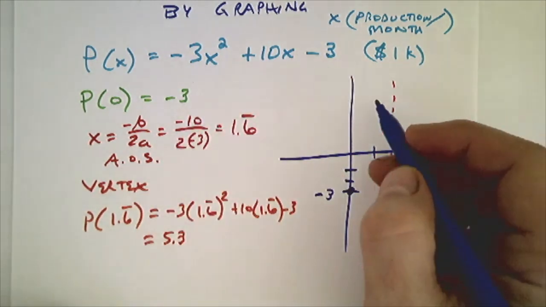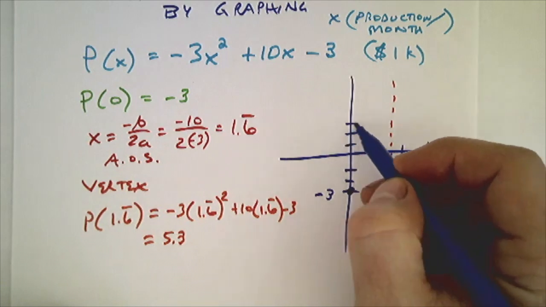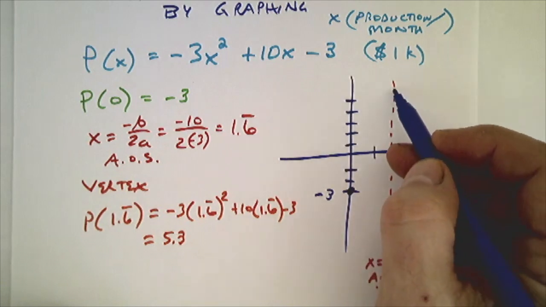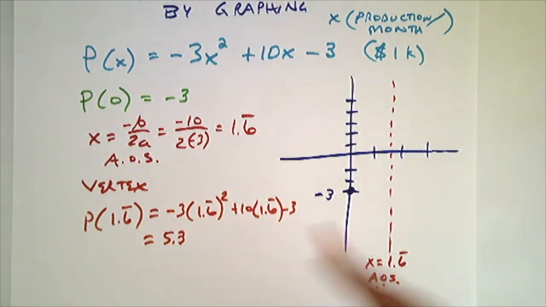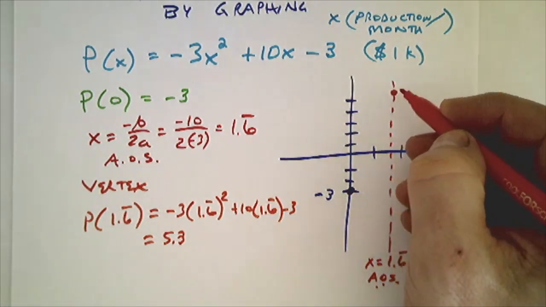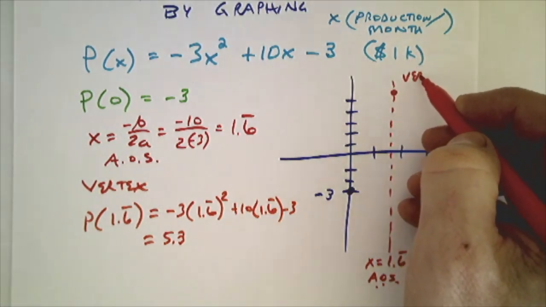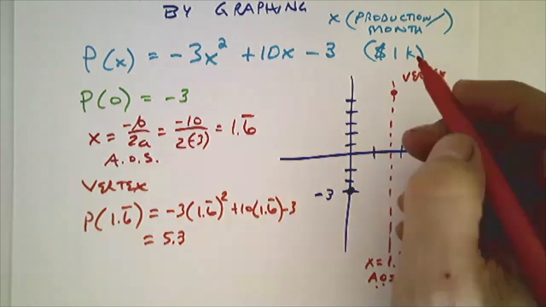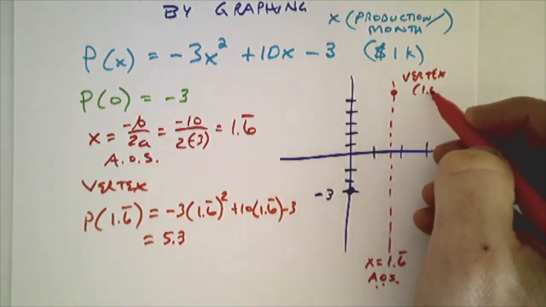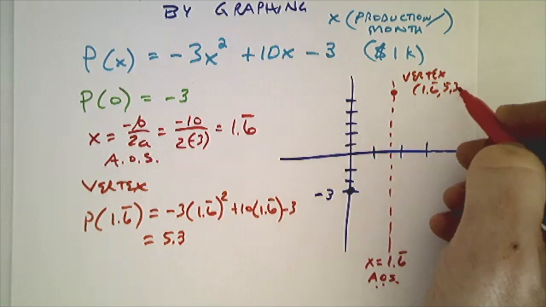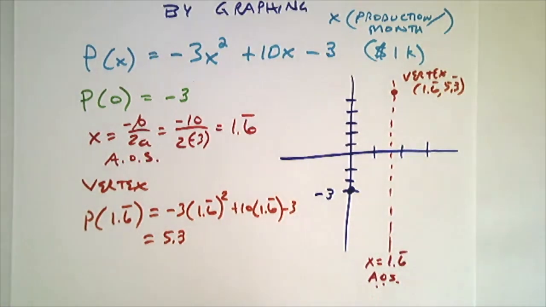So the margin here, 5.3, and that vertex would be right here. The vertex, and that point is 1.6 repeating, 5.3 repeating. So you would have that profit.